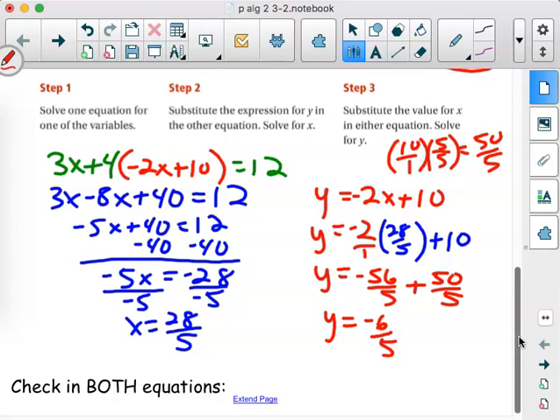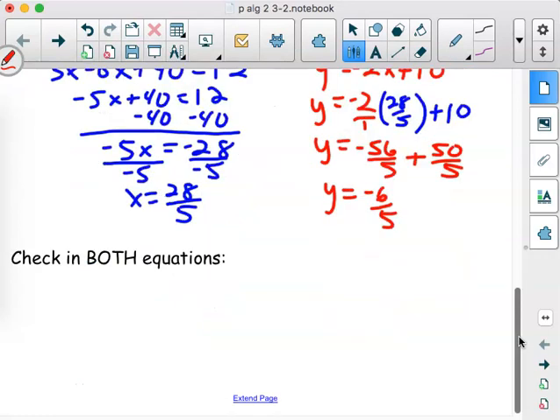Now, this last step probably won't be worth a lot of points on the test, maybe like a half a point. But what we have to do is say, we realize these were two lines and they hit each other at one point, so we have to write this as an ordered pair. 28/5, negative 6/5, and then maybe put a star by it or box it or something like that, so that you know this was the answer, pulling it all together. Two lines that hit each other.